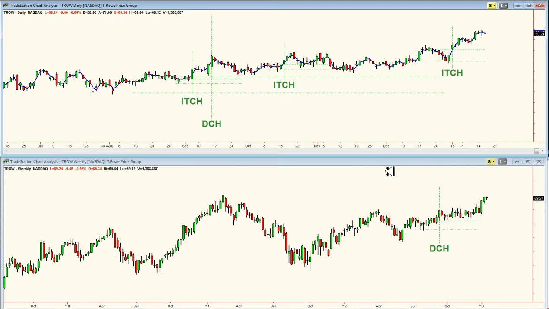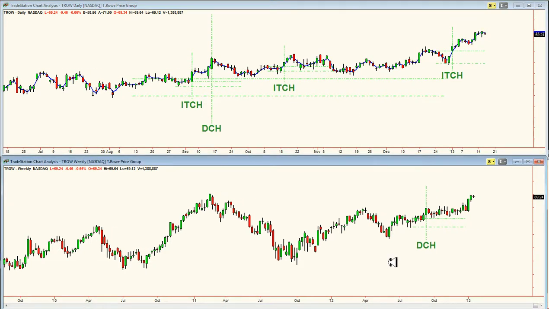TROW. TROW in September 2012 fired a DCH on the weekly right at a resistance level. You can see that here on the weekly chart. So it took several weeks before it actually broke out also on the daily chart. So we had multiple itches that fired here.